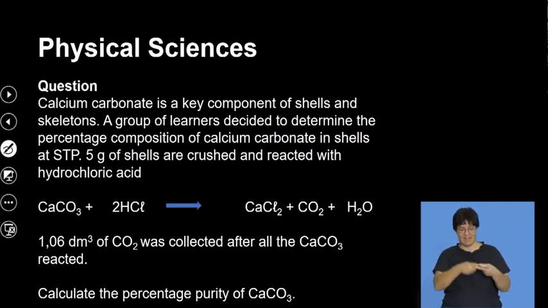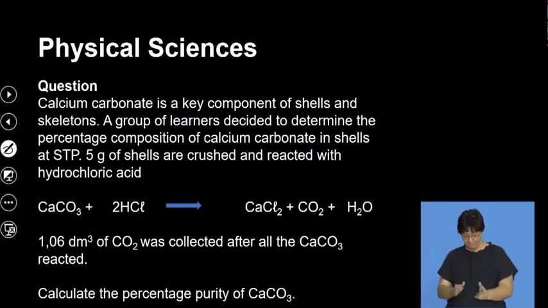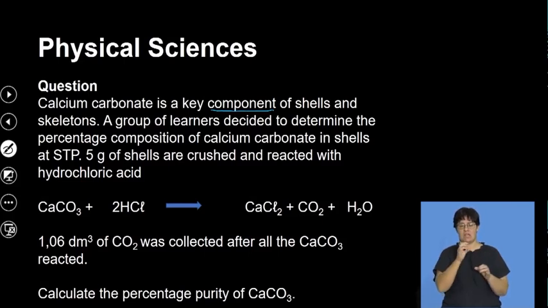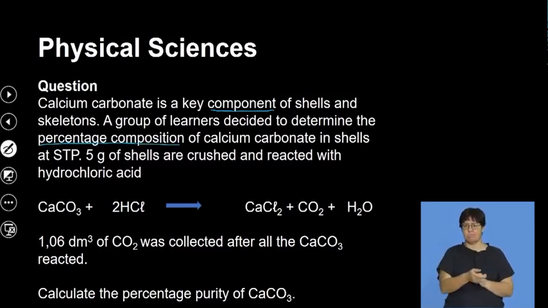And then let's shift our attention to a different scenario altogether. It says here calcium carbonate is a key component of eggshells. If it says it's a component, it means the eggshells are made of calcium carbonate and other substances, okay, which is very important for skeletons, okay? And then a group of learners decided to determine the percentage composition of calcium carbonate in the shells at STP, standard temperature and pressure. So we've got a 5 grams sample of the shells which are crushed and reacted with hydrochloric acid according to the balanced equation of reaction.